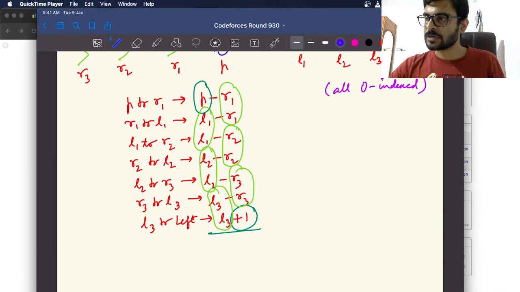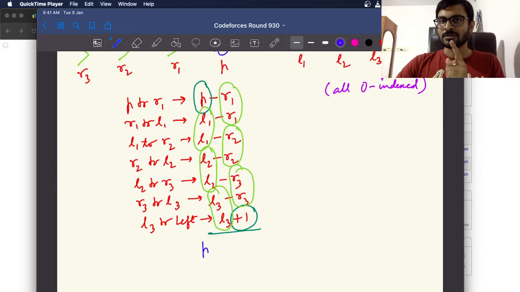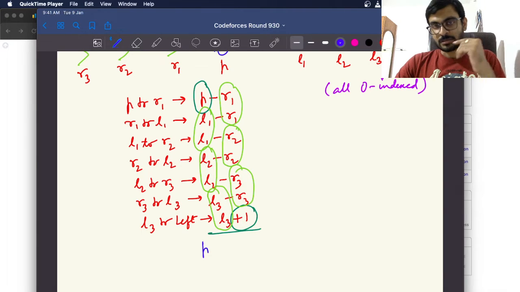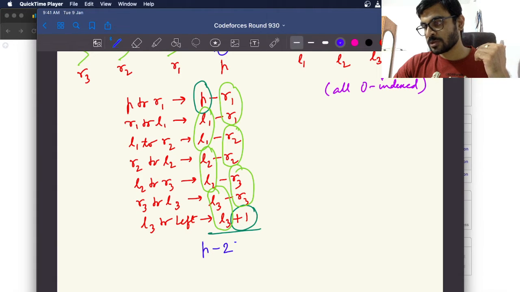So what we see is that we start from a certain position P, we are moving to the left, so the higher the P, it matters in the positive way. And all the R's go in the negative way, so it is P minus 2 into the summation of Ri's plus the summation of Li's plus 1.